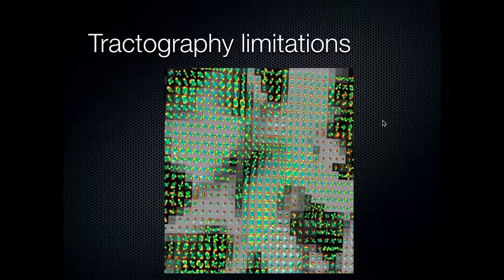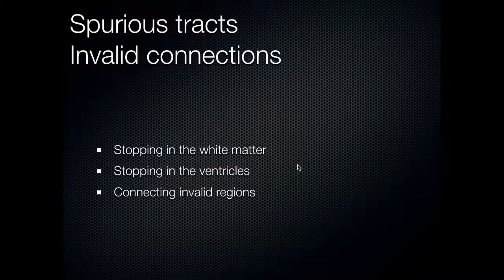And then the tractography limitations. As you can imagine, if you're probabilistically tracking or deterministically tracking along these directions, there's a high chance that you might reconstruct things that look aberrant. How often does this happen? We don't really know. But we know that it's easy when you start looking at a tractogram to find all these spurious, or what we call invalid, connections.